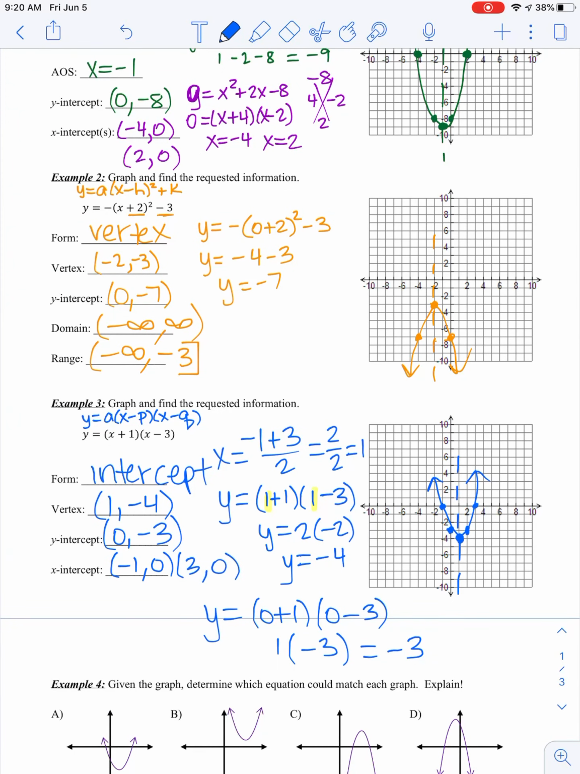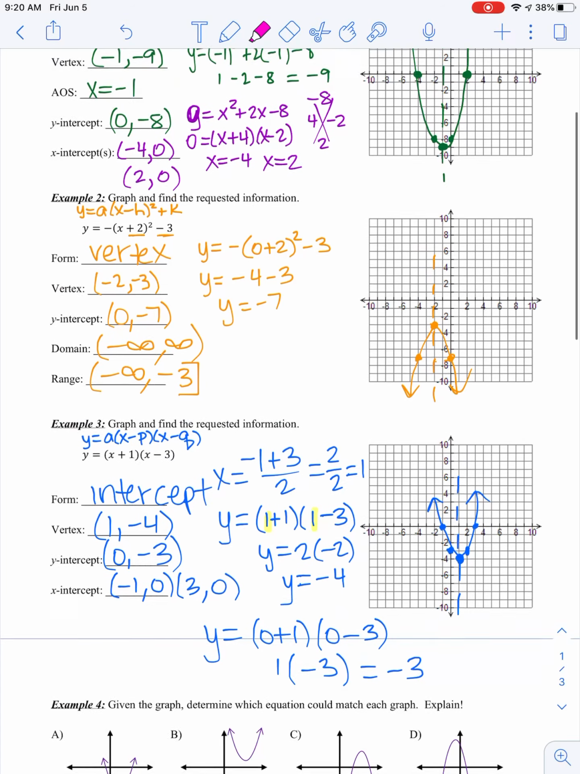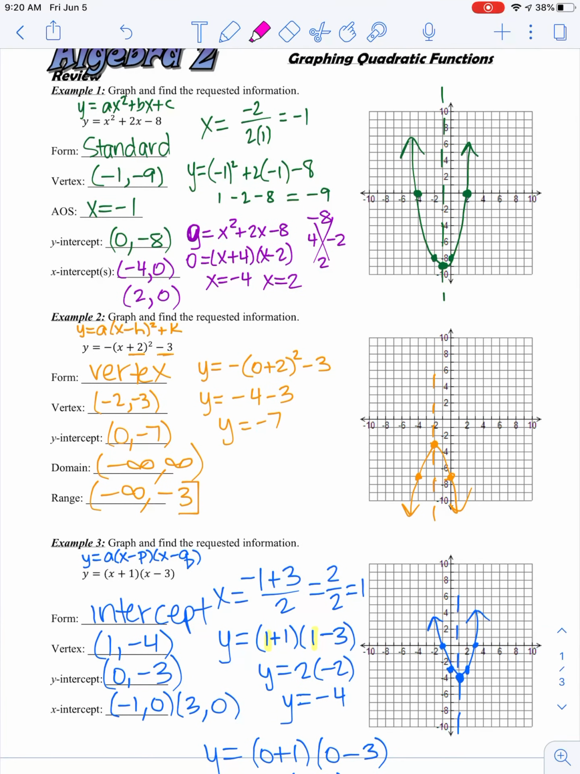So that's example 3. What I'm going to go back and highlight here, I'll highlight with, let's use pink. In example 1, which was standard form, what we could see without doing any work is the y-intercept of negative 8. Everything else we had to do a little work to find. In vertex form, you could find the vertex without doing any work. Everything else you have to do a little work to find. And in example 3 with intercept form, you could find the intercepts without doing much work. Everything else you have to do work to find.